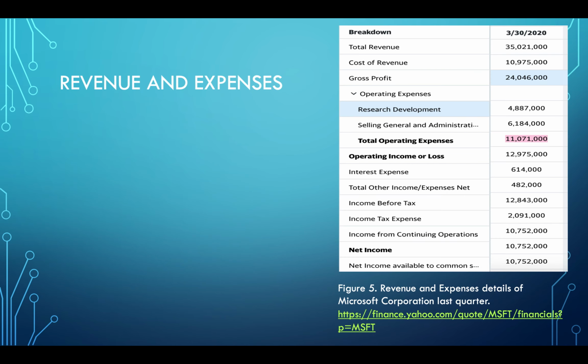Next one is revenue and expenses. This picture shows the summary of these two key business numbers, and actually it includes total revenue, or gross profit, total operating expenses, operating income or loss, and net income. This data all comes from last quarter.